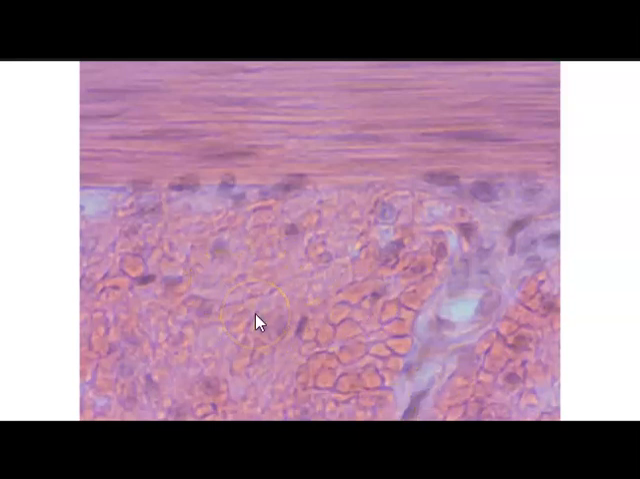So this is the third type of muscle, which is smooth muscle, lining the hollow organs of the body, such as the uterus, the stomach, the esophagus.